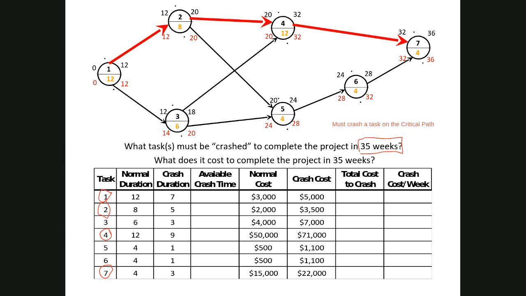So then we're going to do a little calculation. The first thing we're going to do is determine how much crash time is available. We're going to take 12 weeks minus 7 weeks. And so there's 5 weeks that's available for task 1.